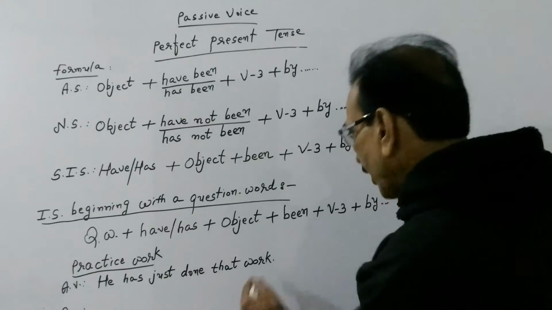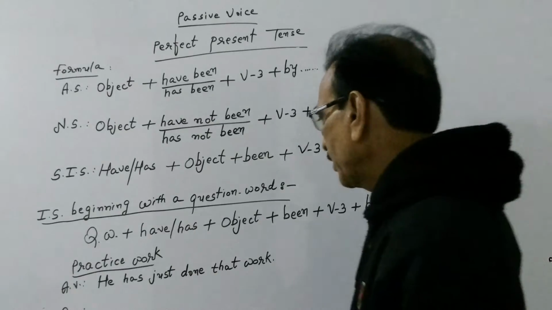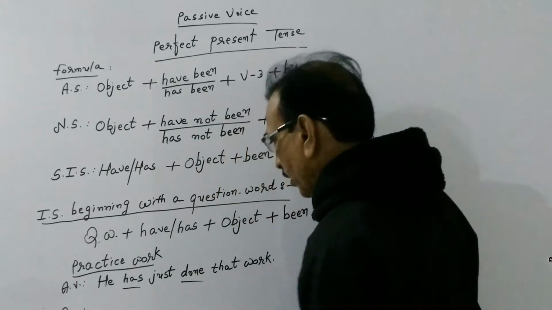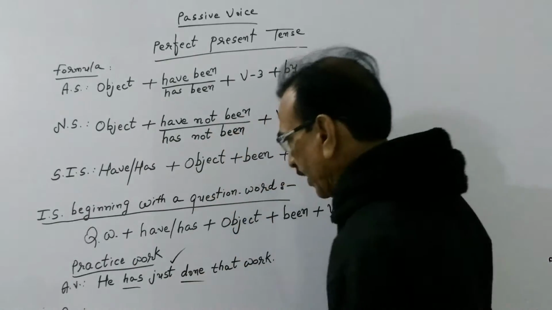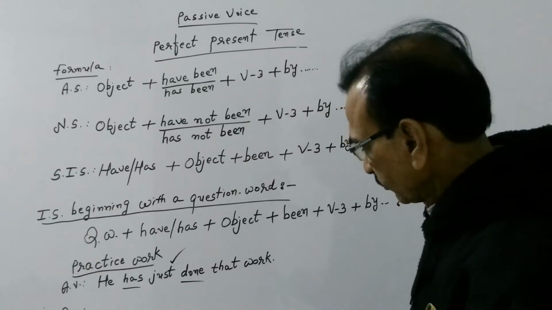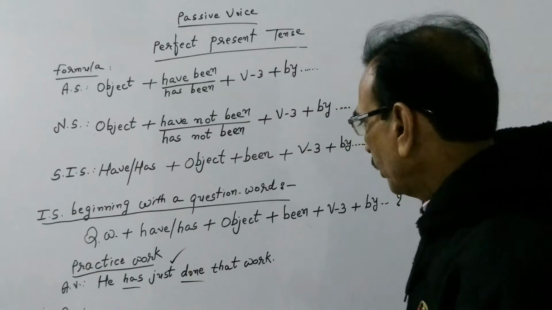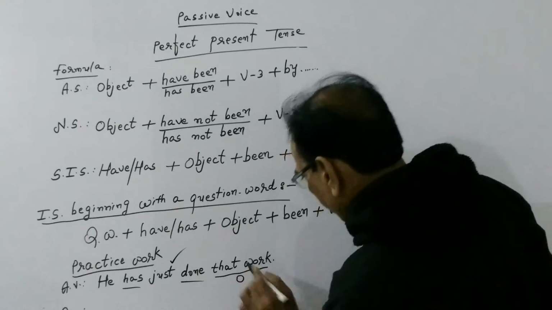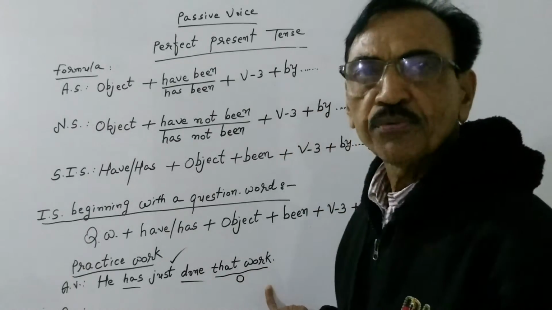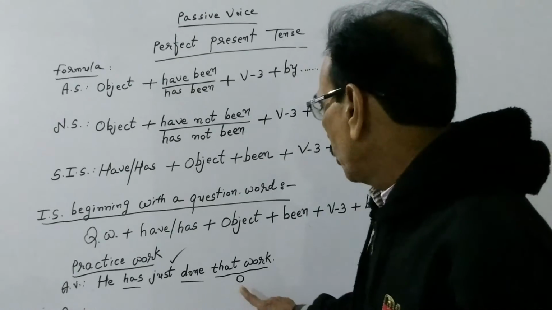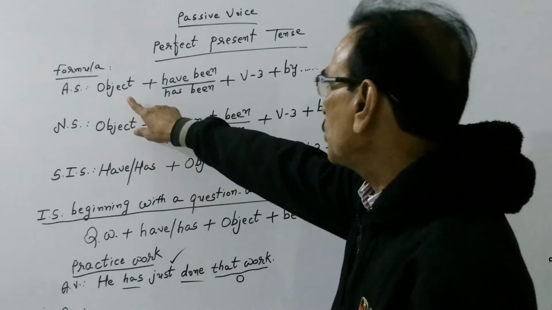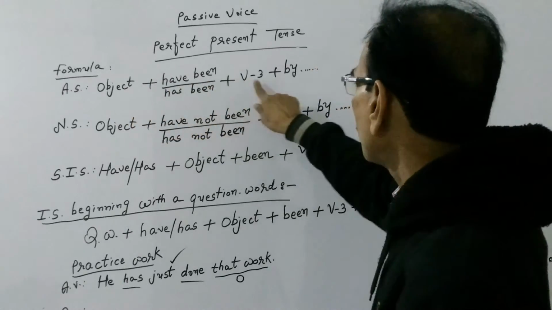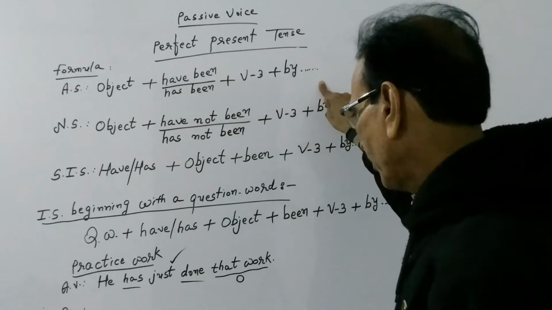Now, I have written one sentence for your self practice. He has just done that work. This is perfect present tense because of have and has with the verb done. Just is the keyword to identify the tense. In this sentence, that work is an object. This object is in singular form. So I would use this formula: object plus have been, has been plus V3 plus by.